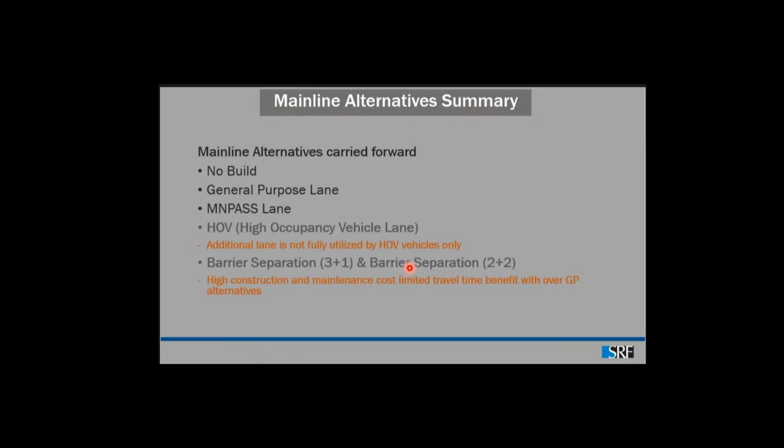We also rule out two of our barrier separation options because of the high cost and the high right-of-way impacts. Also, in the travel demand modeling, we don't see much of a travel time benefit for these alternatives over the general purpose alternative. So at the end of our initial screening for our mainline, we move forward with no build, general purpose, and the MnPASS or managed lane option.